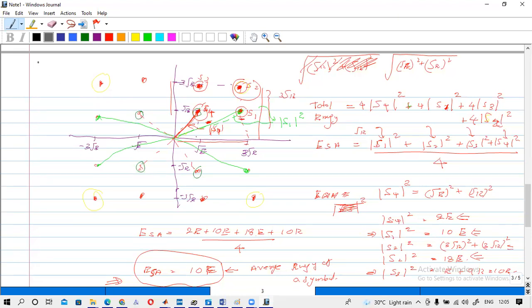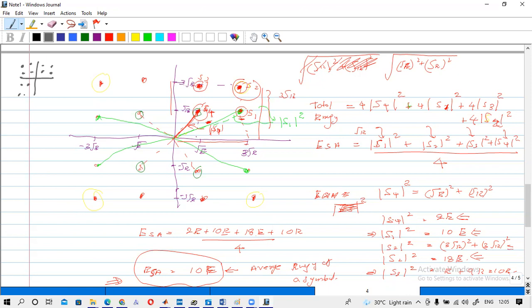Okay, so here you have 16 points. Let's say this point is S1, this point is S2, this point is S3, this point is S4. And I get the magnitude of S1, this distance. So that is the magnitude of S1.